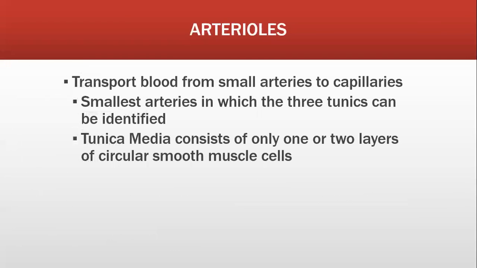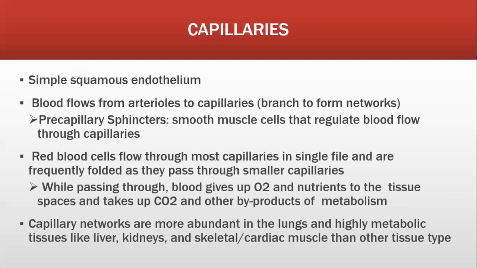Yan. While our arterioles transport blood from small arteries to capillaries, they are the smallest arteries in which the three tunics can be identified. And the tunica media consists of only one or two layers of circular smooth muscle cells. Then we have the capillaries that are composed of simple squamous endothelium. Blood flows from the arterioles to the capillaries through the precapillary sphincters. So they are smooth muscle cells that regulate blood flow through capillaries.